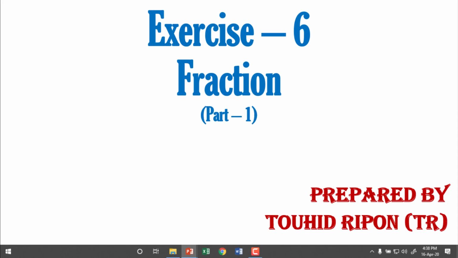As a part of that, I am going to take a class on exercise 6. Exercise 6 is about fraction. So let's see what is fraction.